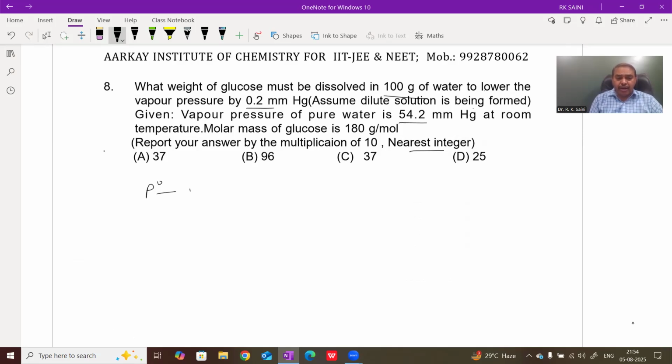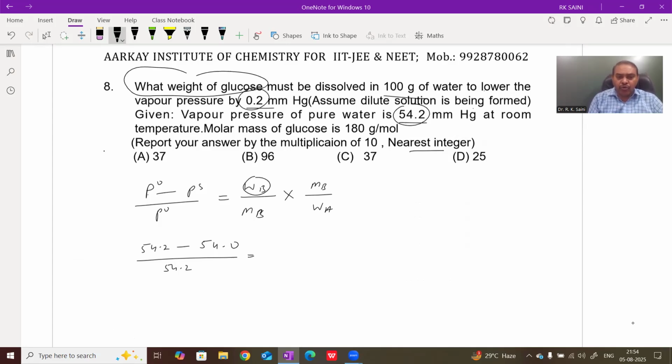We know that (P node minus PS) divided by P node, for a dilute solution, equals weight of solute upon its molar mass, divided by weight of solvent upon its molar mass. Putting the values. Given vapor pressure of pure water, the solvent, is 54.2. Lowering of vapor pressure is 0.2. It means the vapor pressure of the solution is 54 divided by 54.2.